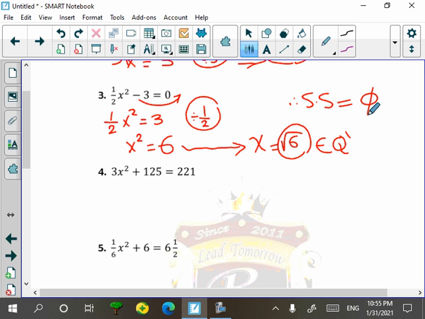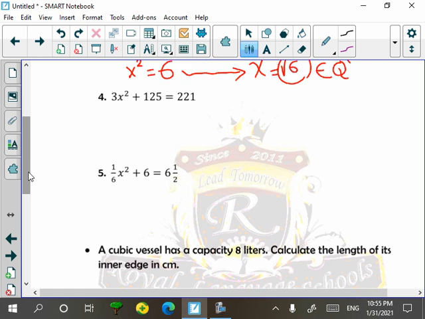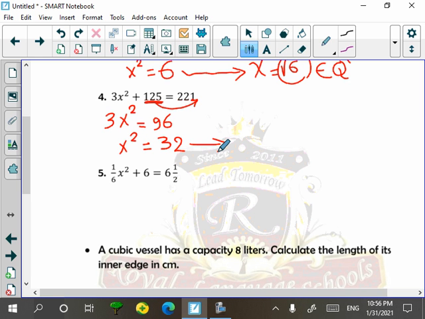Number 4: 3x^2 + 125 = 221. Subtracting 125 from both sides, 3x^2 = 96. Dividing both sides by 3, x^2 = 96 divided by 3, which equals 32. Taking the square root of both sides, x = square root of 32.